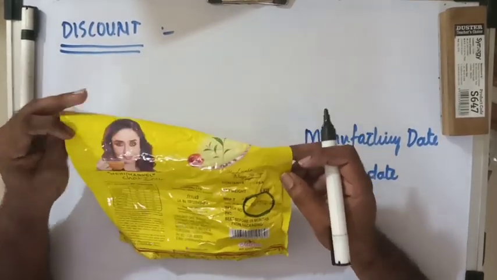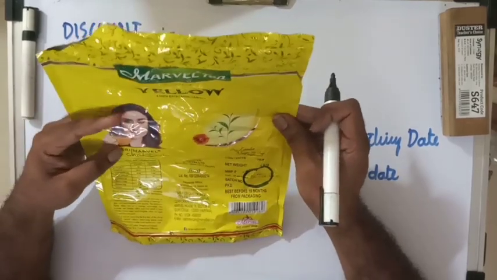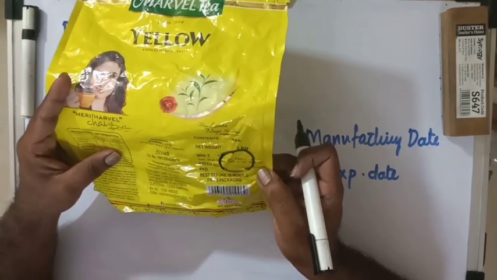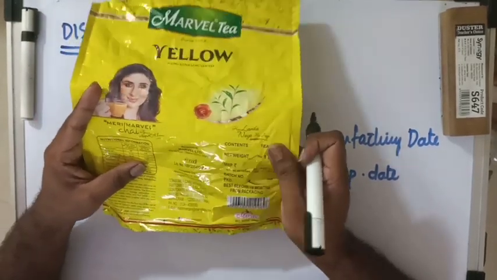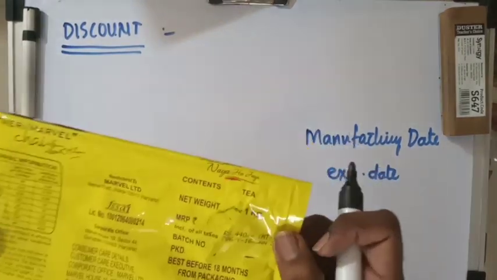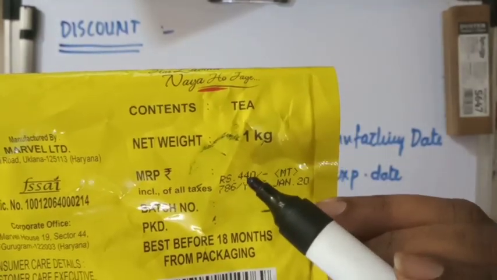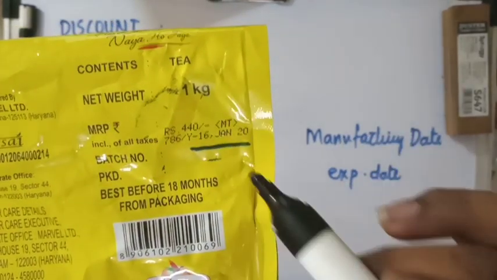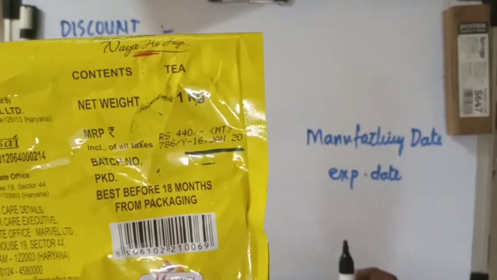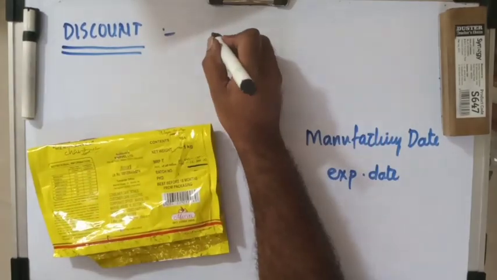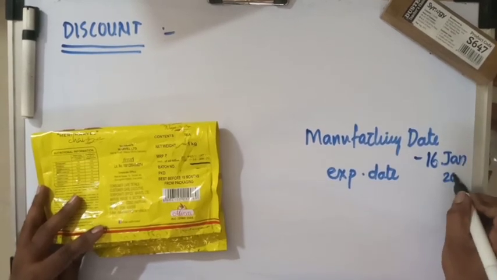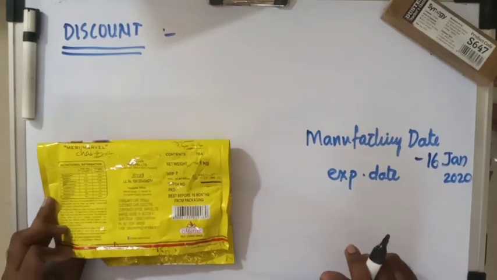Okay, say here in this product I don't know whether the manufacturing date is written. Yes, it's written here. See, it's manufactured in January 20. Say I'll show it to you. See if you can look at this part. See here, 440 is the maximum retail price and below that is the manufacturing date that is given, 16 Jan 2020. That means the manufacturing date here is 16 Jan 2020.